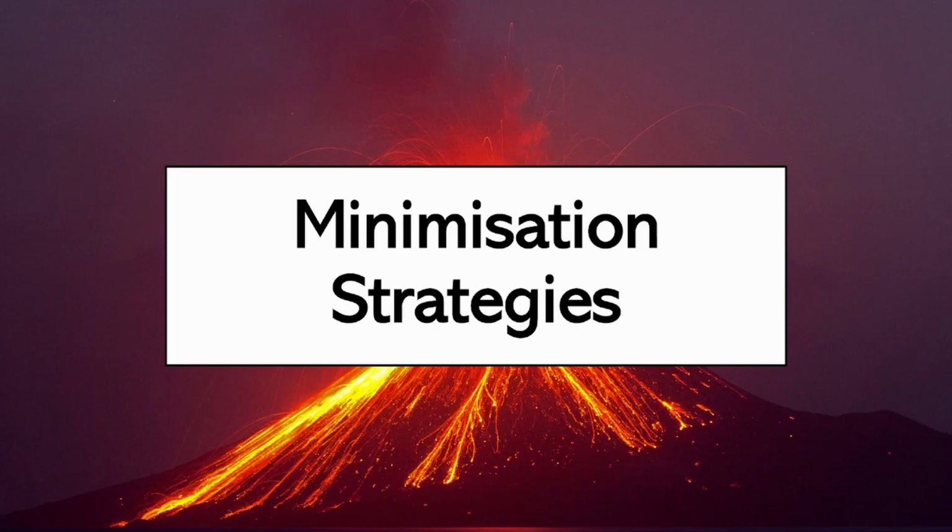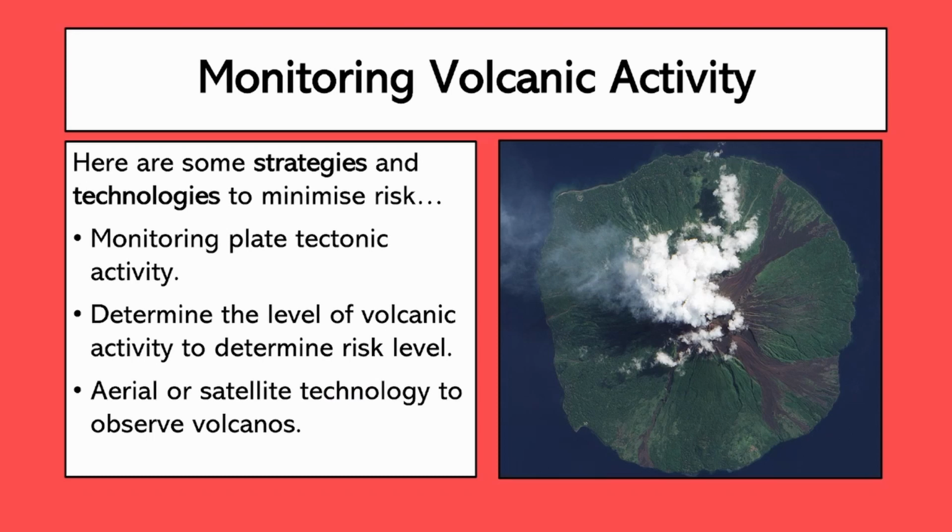When we talk about volcanoes, there are two main minimization strategies that we need to look at. The first one we're going to look at is the monitoring of the actual volcanic activity. Much like we talked about in the previous lesson with the tectonic plate activity, there's not a lot that we can do to prevent volcanic activity, much like how we can't really prevent the tectonic plates from moving.